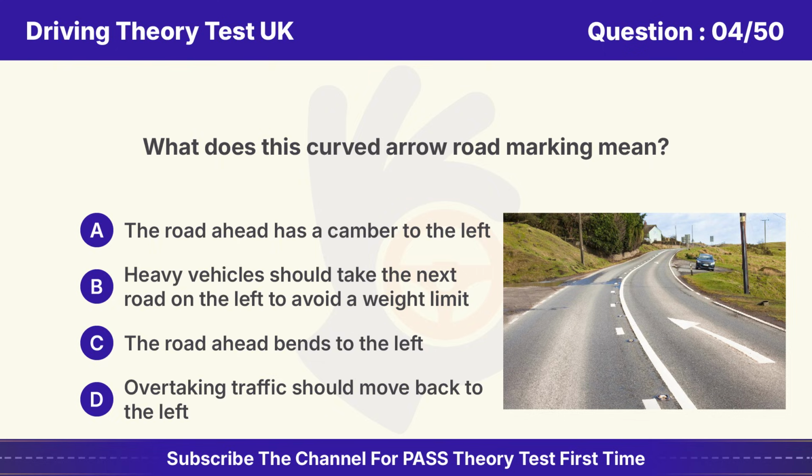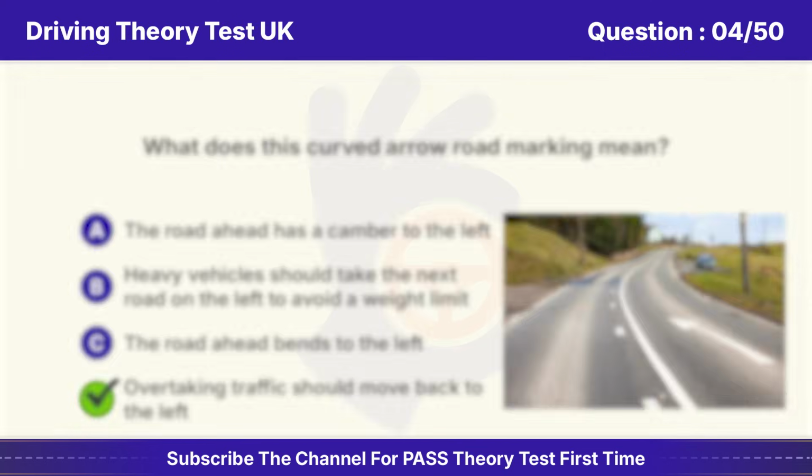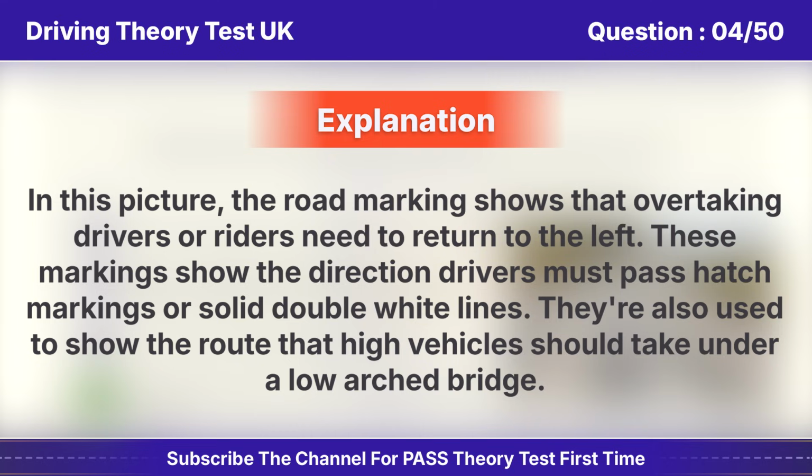Question 4. What does this curved arrow road marking mean? Answer is D. Overtaking traffic should move back to the left. In this picture, the road marking shows that overtaking drivers or riders need to return to the left. These markings show the direction drivers must pass hatch markings or solid double white lines. They're also used to show the route that high vehicles should take under a low arched bridge.